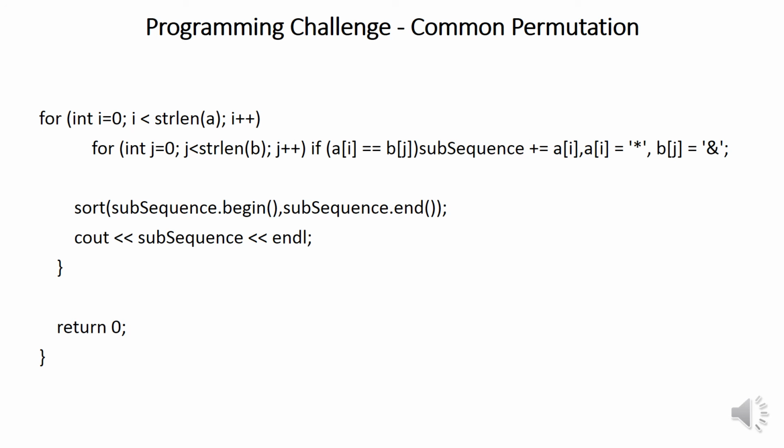After getting the subsequence, the matching characters between A and B, we go from begin up to the end of that subsequence. We sort the output characters in a specific order, and after this execution, we print by using cout on the output screen as a sample output, and the last one is return 0. This is the program for common permutation.